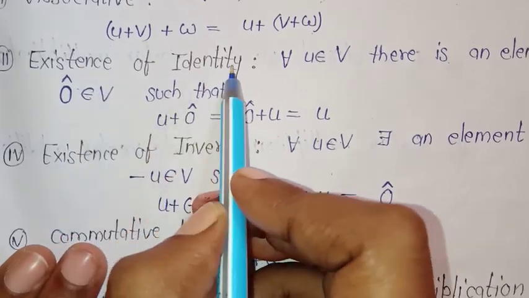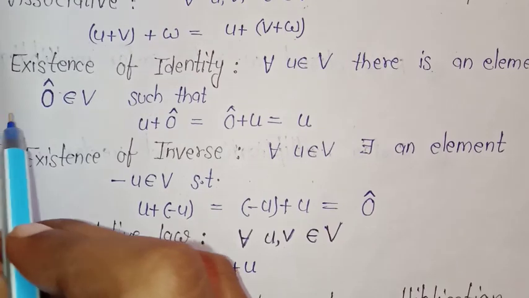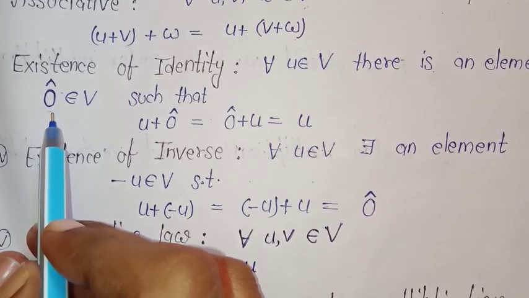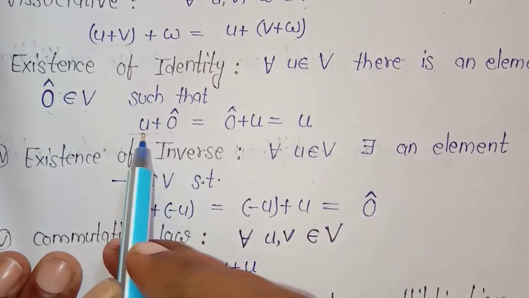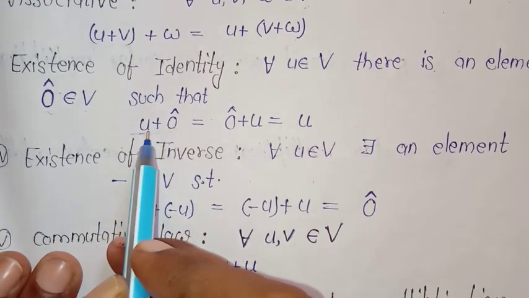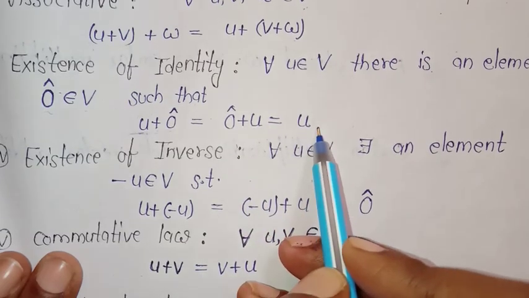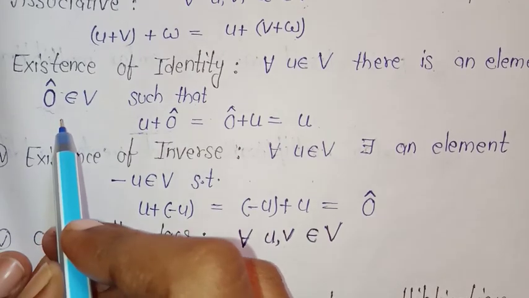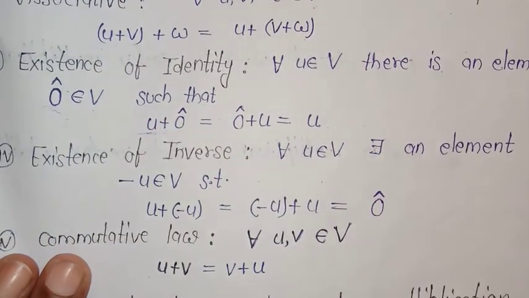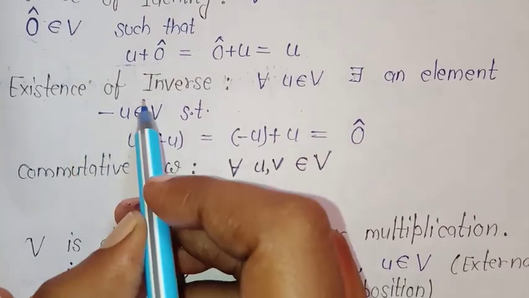Existence of identity. For all u belonging to V, there is an element 0, called the zero vector, belonging to V, such that if you add the zero vector with any element of the set V, this will always give you the same element. Here 0 works as an identity element, so identity exists in case of V plus.